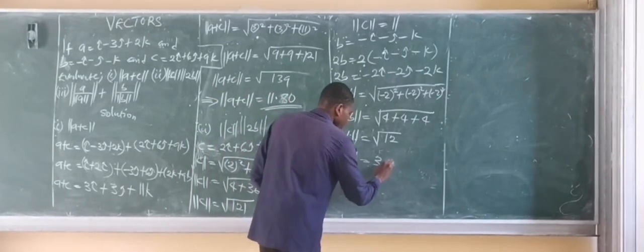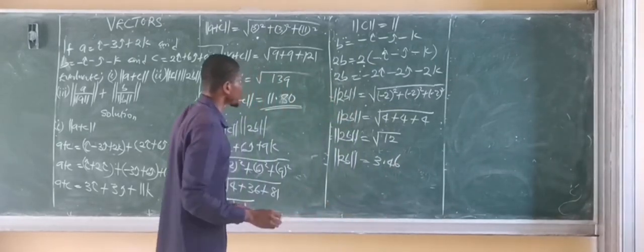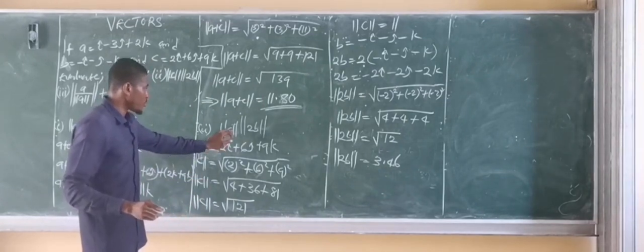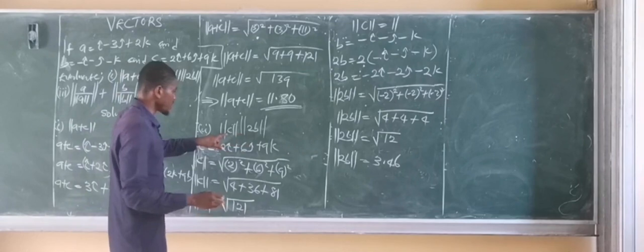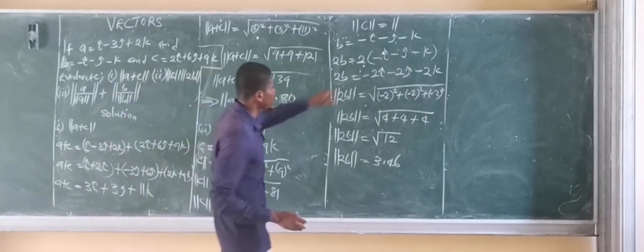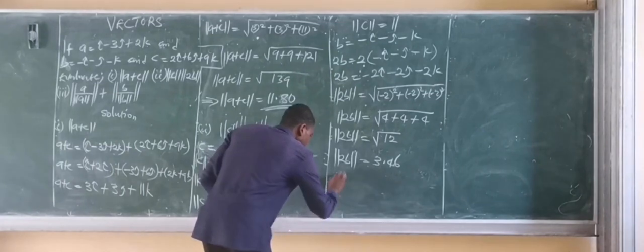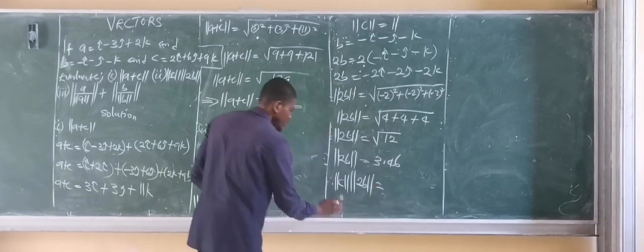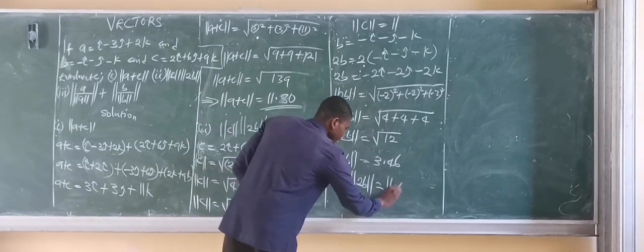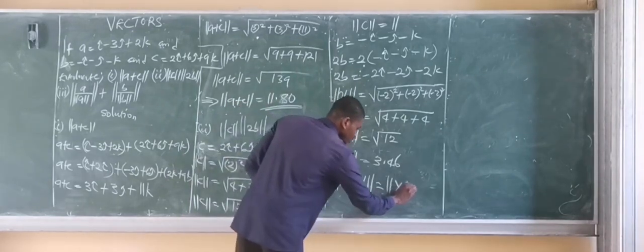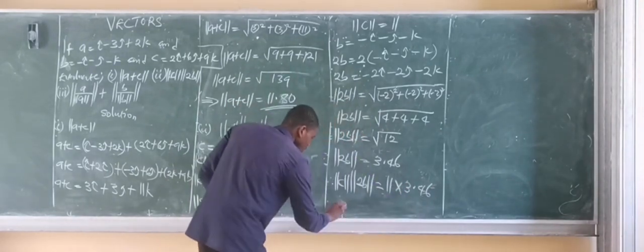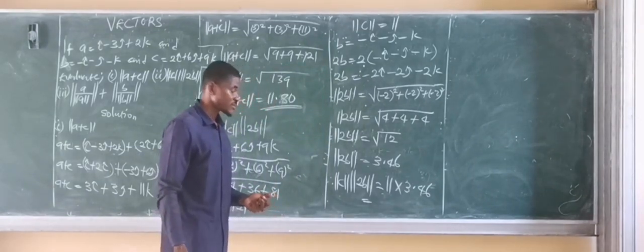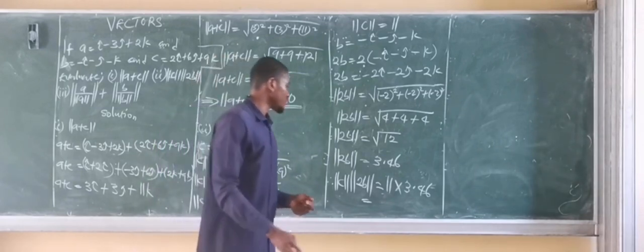The magnitude of vector 2B equals the square root of 12, which is 3.46. So the question is to find the magnitude of C multiplied by the magnitude of 2B. We obtained the magnitude of C to be 11, so the magnitude of C times the magnitude of 2B is 11 times 3.46. So you're going to have that answer as 38.06. Okay, check, 11 times 3.46.